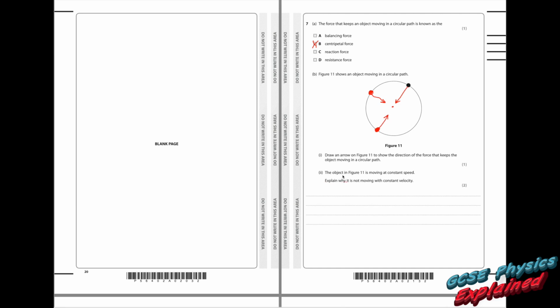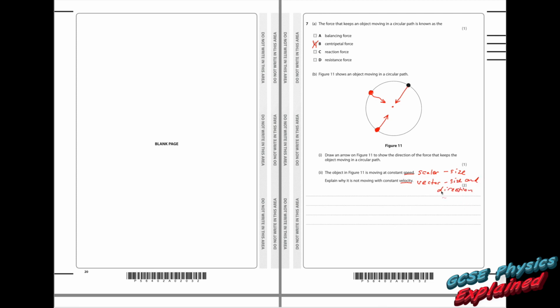Part 2. The object in figure 11 is moving at constant speed. Explain why it is not moving with constant velocity. So you've got to know the difference between speed and velocity. Speed is a scalar and velocity is a vector. A scalar has only size. A vector depends on size and direction.